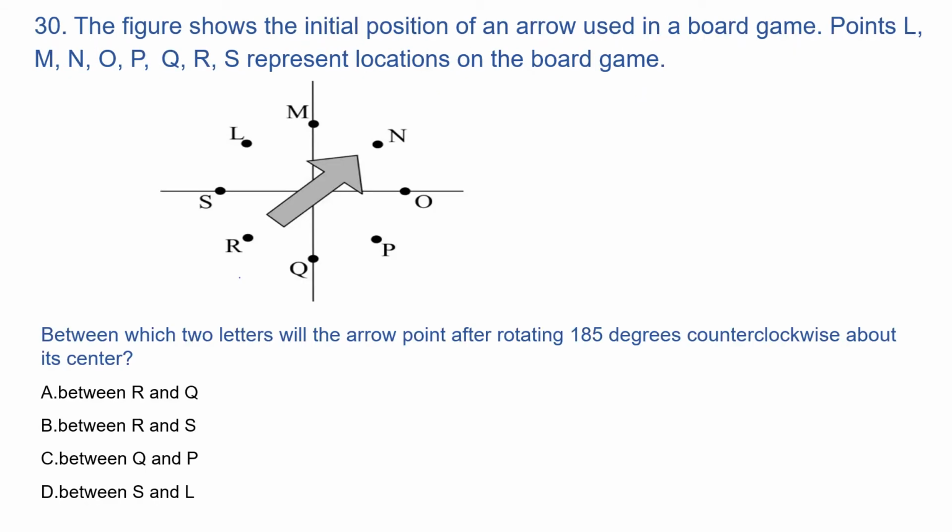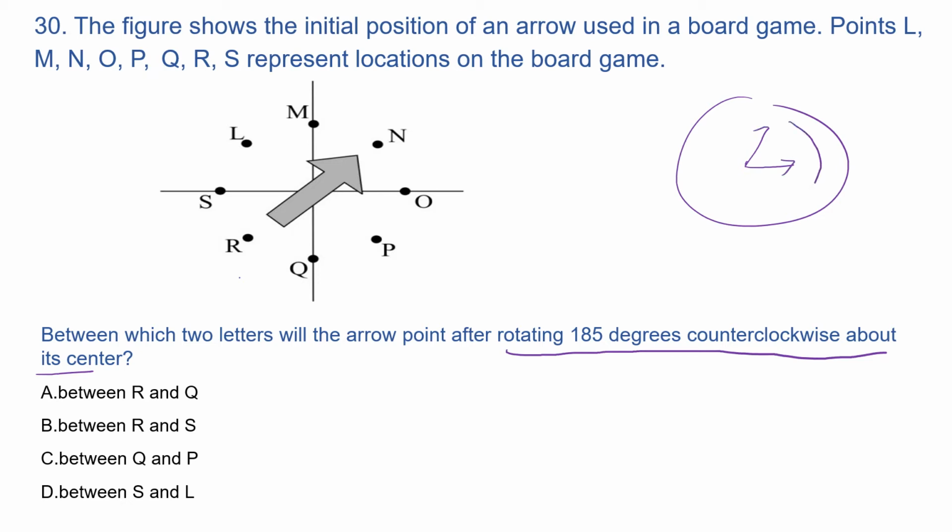Number 30, it says the figure shows the initial position of an arrow used in a board game. Points L, M, N, O, P, Q, R, and S represent locations on the game board. Between which two letters will the arrow point after rotating 185 degrees counterclockwise about the center? So counterclockwise, we know with the clock, the hands go this way, around this way. So counterclockwise will of course be the opposite direction. So it goes to the left.